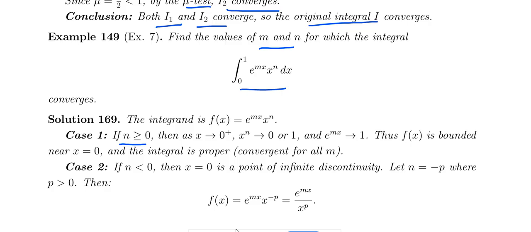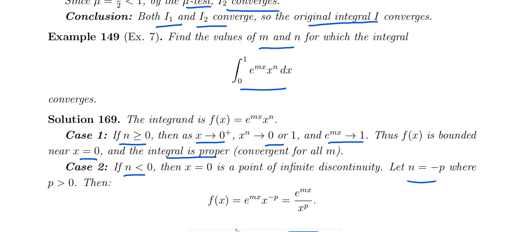எப்போ 1 வரும், x power n என்றது n பாசிட்டிவாக இருந்ததுன்னா 0வாக இருந்ததுன்னா 1, கரெக்ட் தான். n equal to 0னா 1, n greater than 0னா approaches to 0. Okay, so e power mx என்றது approaches to 1 as x tends to 0 plus. Okay, so f of x is bounded near x equal to 0, the integral is a proper integral, and n less than 0 na x equal to 0 is the point of discontinuity.